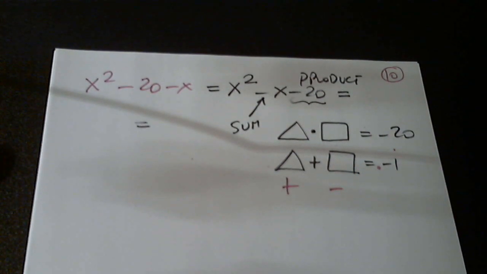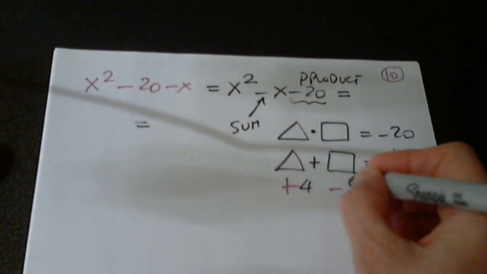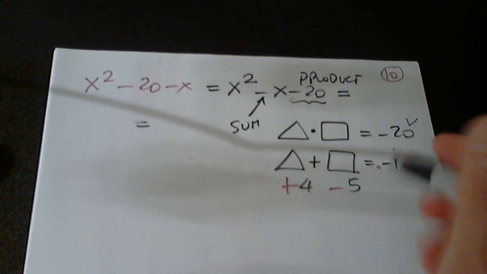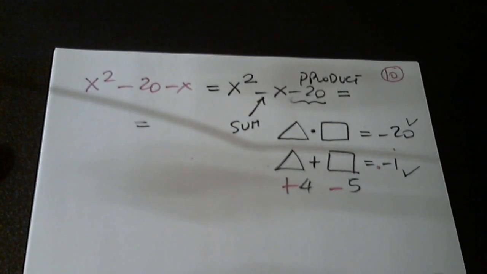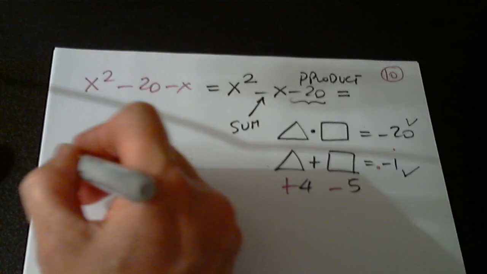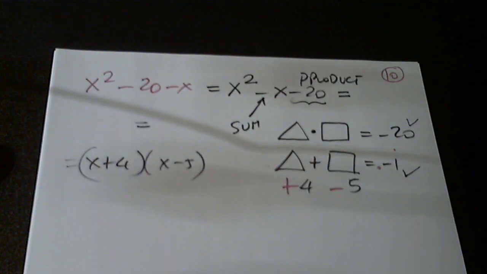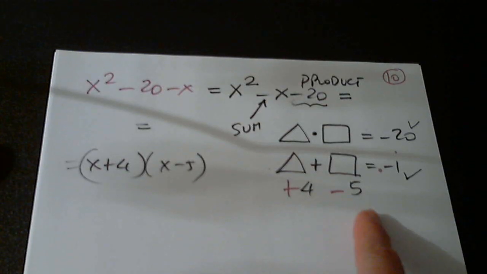Positive 4 and negative 5. When I multiply them, I get negative 20, yes. When I add them, do I get negative 1? Yes. I'm done. So the answer is x plus 4, x minus 5. x plus 4, x minus 5.